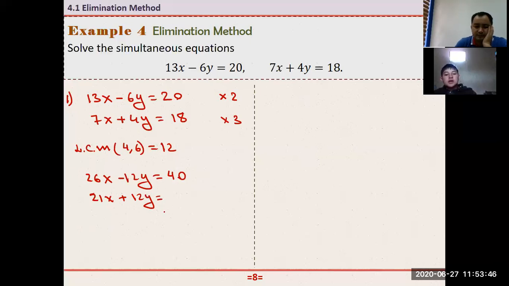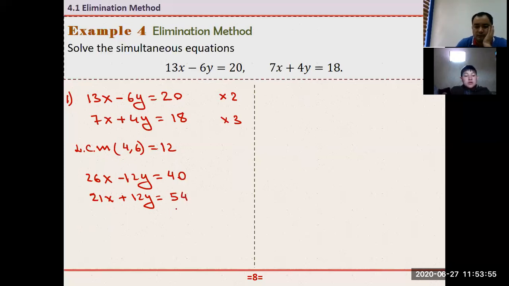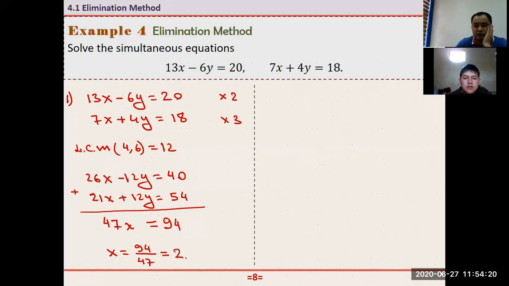54. So let's add them together. 26 plus 21, it is 47x, right? The y terms are 0. 40 plus 54, 94. So what is x? x is 94 over 47, which is equal to 2.